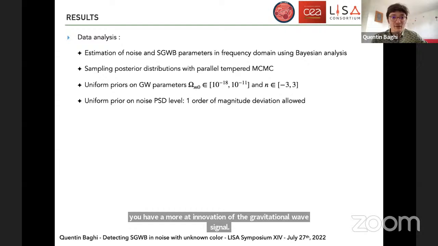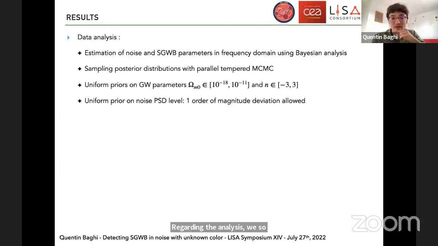Regarding the analysis, we estimate both noise and stochastic gravitational wave background parameters in the frequency domain, this time with the frequency domain model, using Bayesian analysis, where we sample the posteriors using parallel tempered Markov chain Monte Carlo. And we use uniform priors for the gravitational wave parameters, but more importantly, we use a wide prior on the noise PSD. We allow it to vary 1 order of magnitude above or below the physical model that we have, so the true power spectral density.